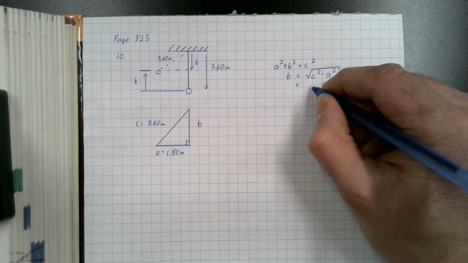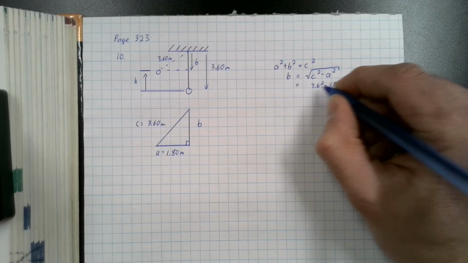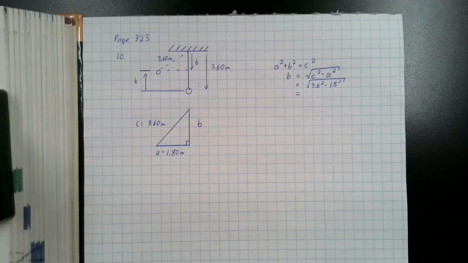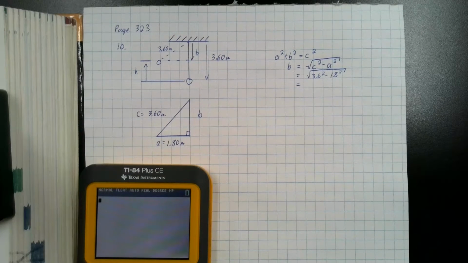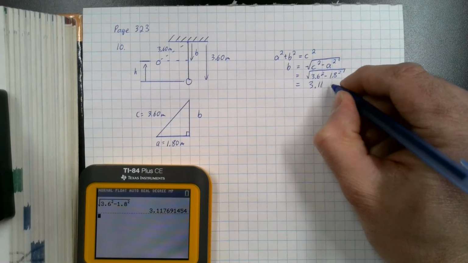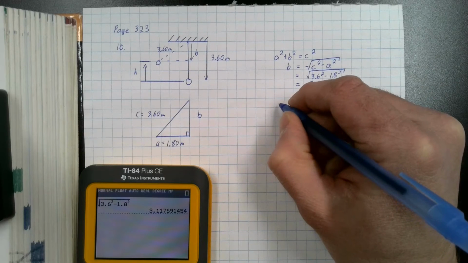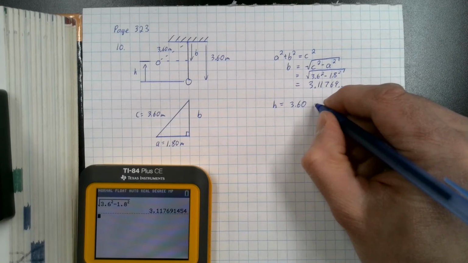So in this case, we're going to have the square root of 3.6 squared minus 1.8 squared, and we put that onto our calculator. When we put that onto our calculator, we get the square root of 3.6 squared minus 1.8 squared, and that gives me 3.11 meters, 7, 6, 9, etc.